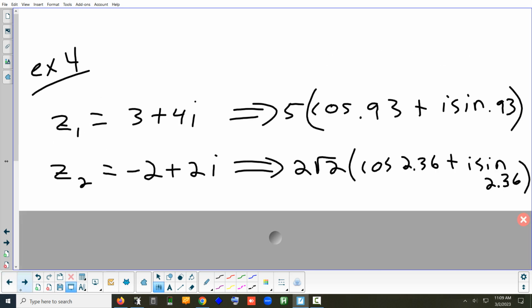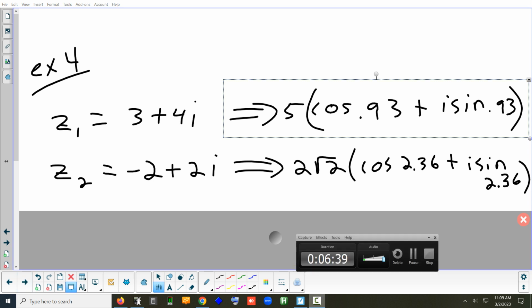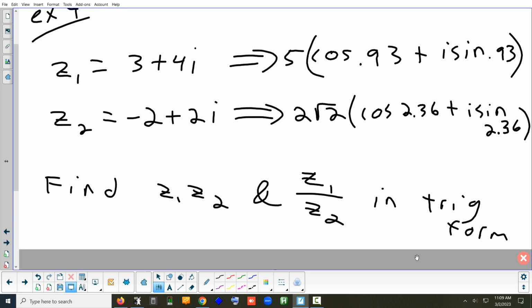What I did is I just copied down our answer and changed it to a decimal. Okay, we did this one yesterday. This one I think we did one like it in the homework. I remember there was a problem with a radius of 5. But anyway, they've given you the trig form of each number. They want us to find the product of these two numbers and the quotient.